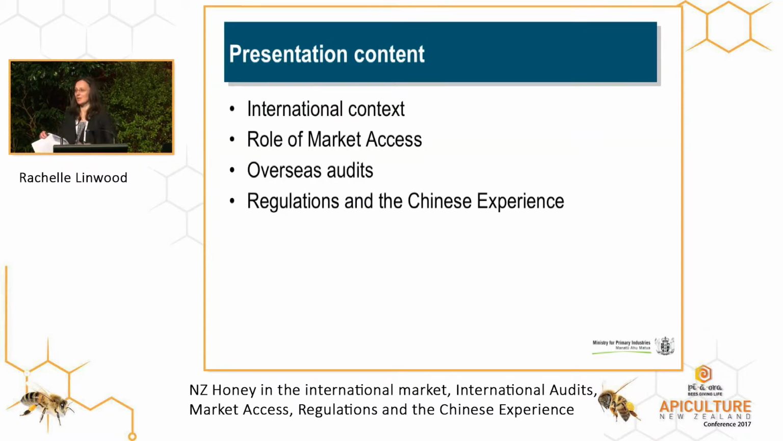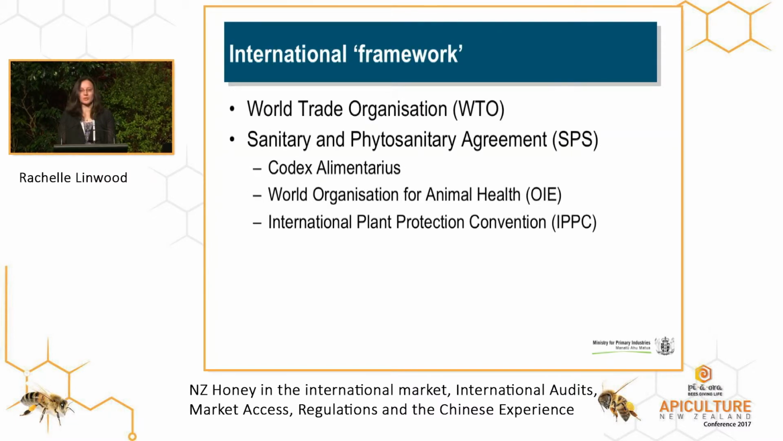So just a little bit on the international frameworks which we work with. The World Trade Organization is the global international organisation dealing with the rules of trade between nations. Sitting underneath this is what we call the SPS arrangement, and this requires governments to harmonise or base their countries' measures on international standards, guidelines and recommendations developed by the WTO and other international organisations.